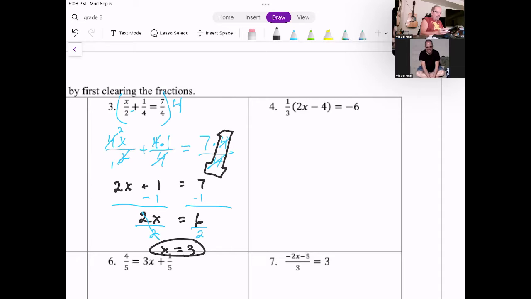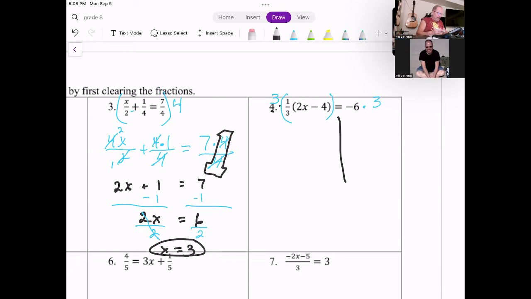In the next one, clear the fraction by multiplying both sides by 3. So I'm going to multiply this side times 3, and I'm going to multiply this side times 3. The reason I'm doing 3 is because I want to clear the 1/3. 3 times 1/3 is just 1. We don't write that down. We just know that. We know that 3 times 1/3 is 1.